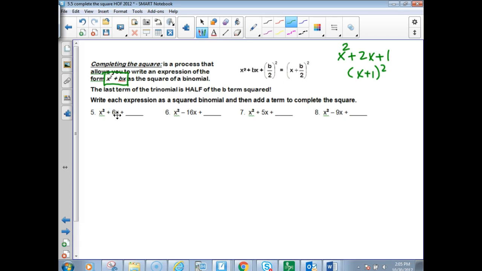So if we wanted to complete the square on this, okay, remember the last term of the trinomial will be half of the b term squared. So here's your b, okay? Half of 6 squared will go here to make it a perfect square trinomial. Okay, now what does that equal? Well, half of 6 is 3, and 3 squared is 9, and then this thing would factor to x plus 3 quantity squared.